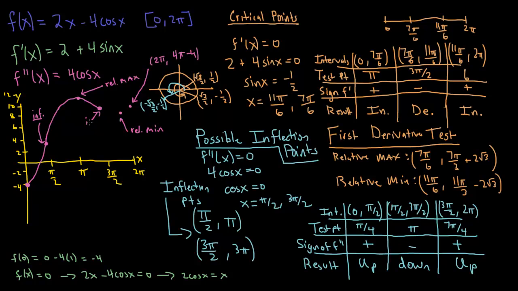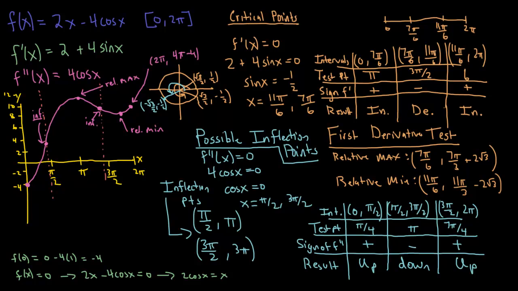Now we have to switch from concave down to concave up, hit our relative minimum, and then we end right there. So we are concave up to the left there, concave down in the middle here, and concave up over there.